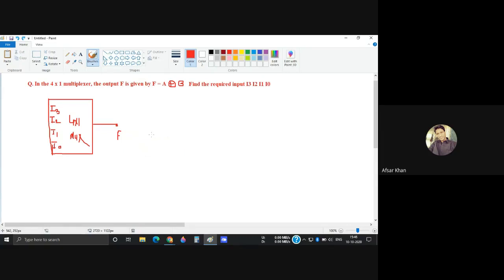I will not write the whole question here. I will just write F and give you options. In a multiplexer, select lines will also be there. Here we have given select lines S1, S0. In the select lines, we have to apply A, B.